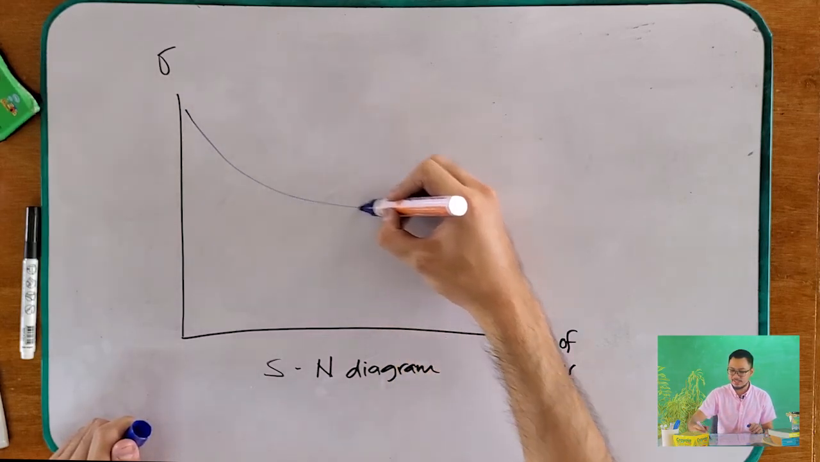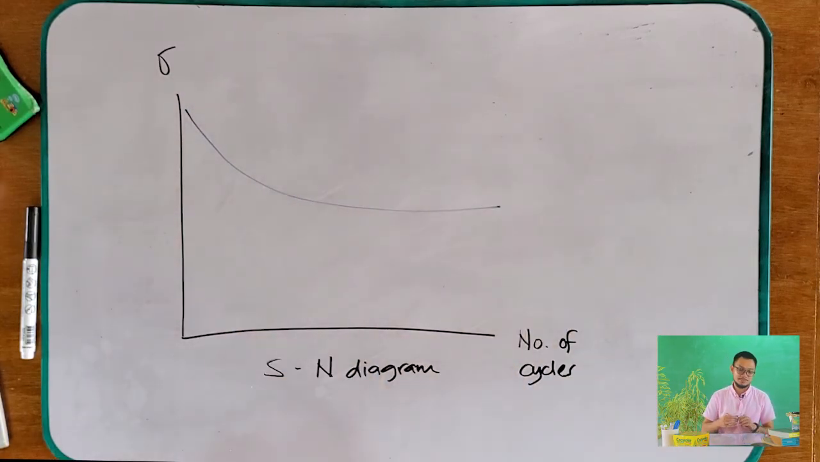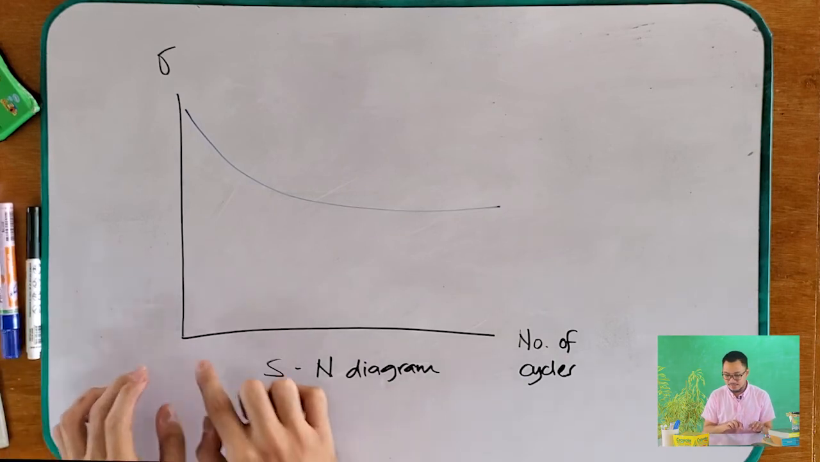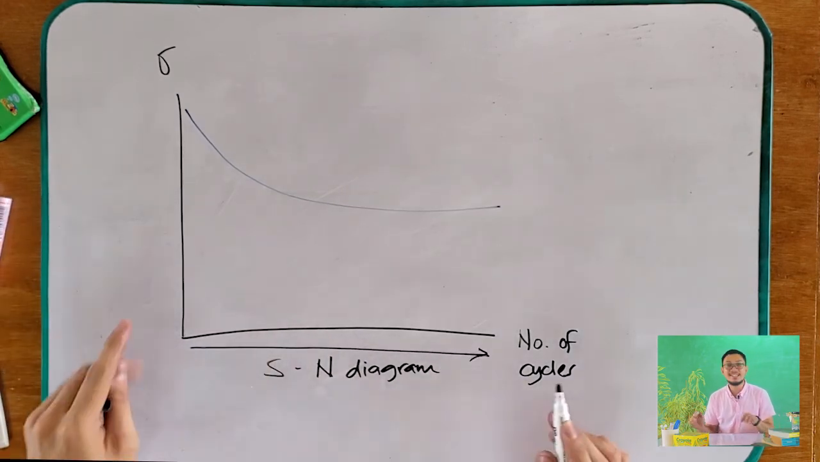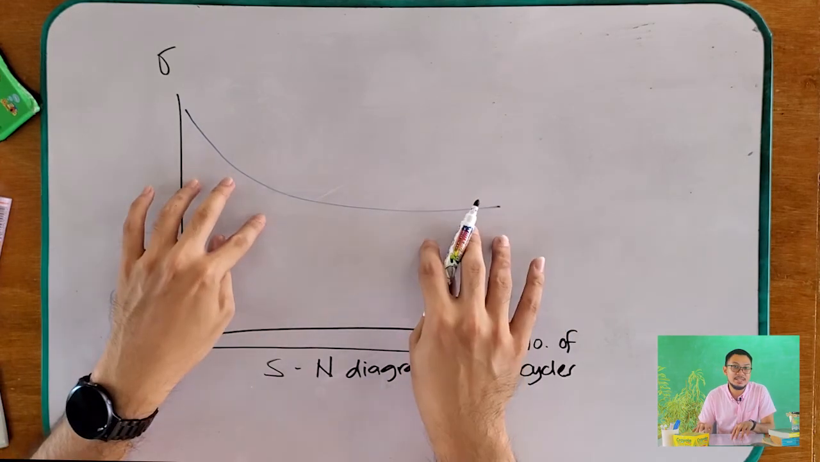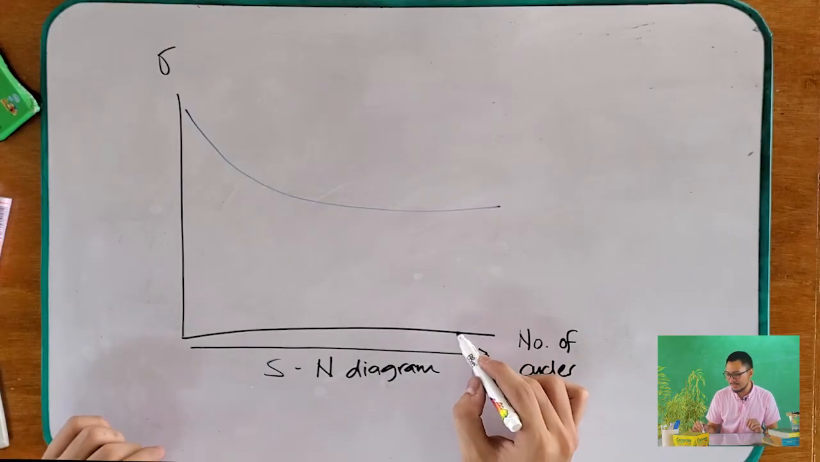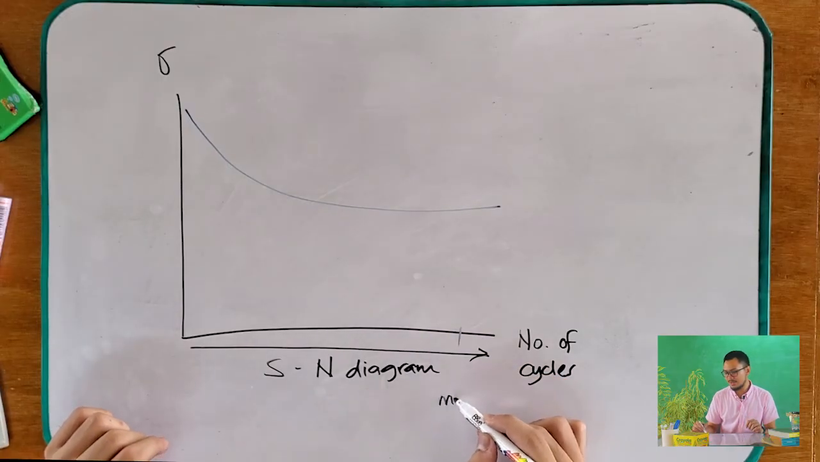And still, it will show graphs like this. Asymptote gihapon siya. So, once magtikataas na ang atong number of cycles, then still, the strength of our material will degrade. Muubos ang atong fatigue limit. Okay? So, ang kaning atong mga number of cycles, they are usually expressed in millions. So, millions ni siya.